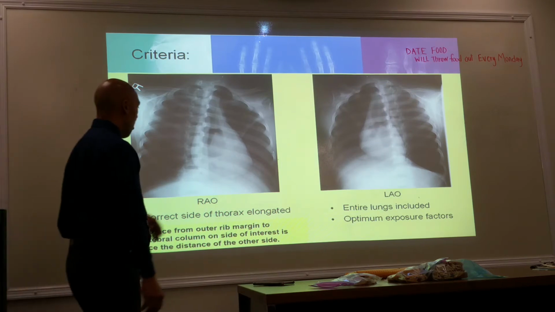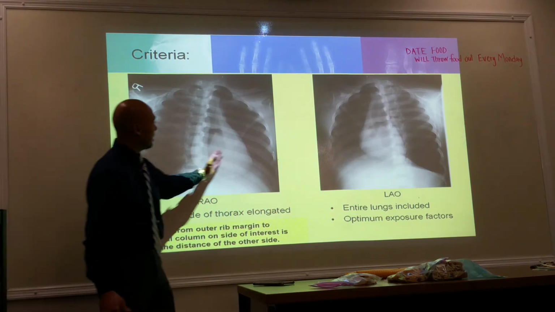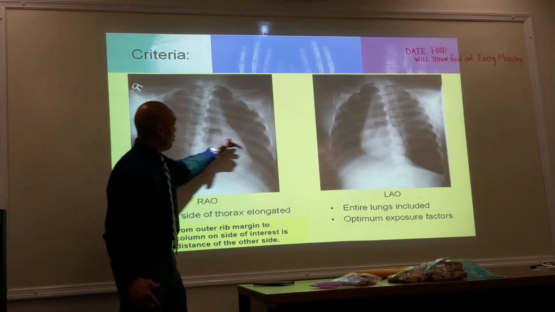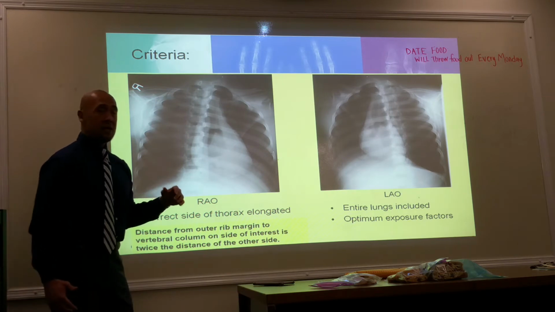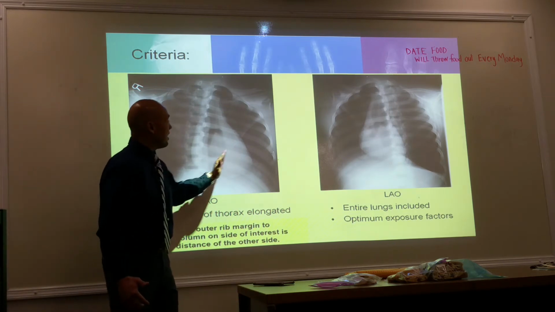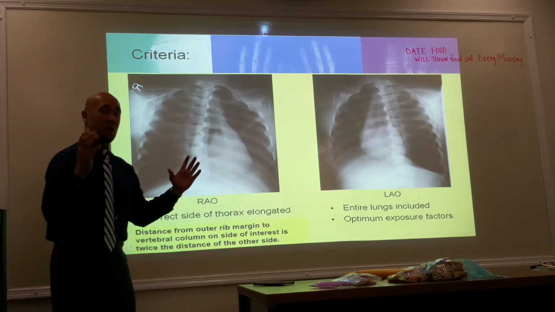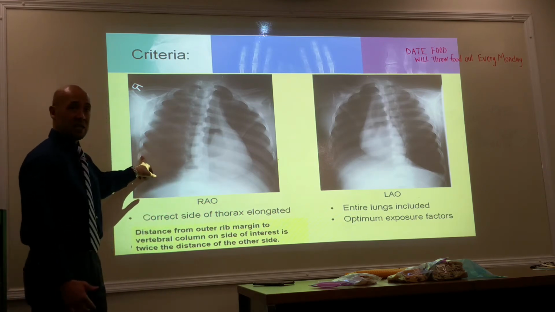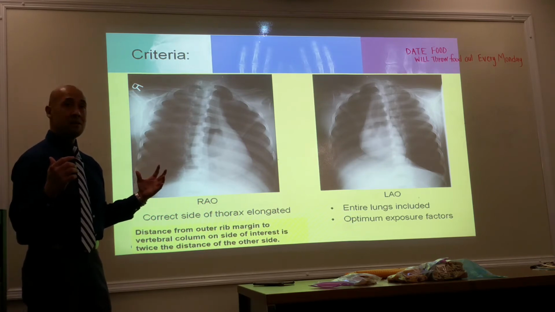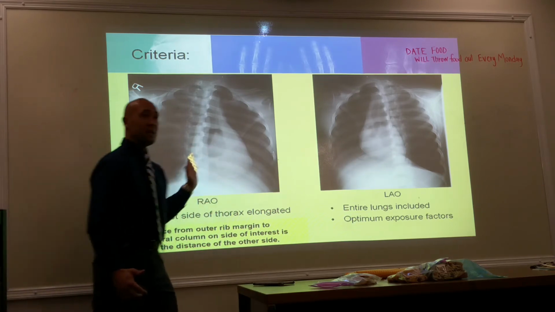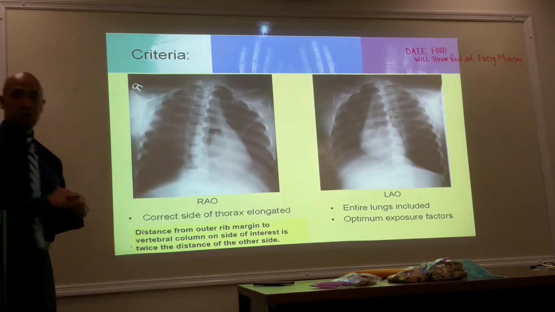So here we have an RAO. What are we looking at? The left side. So the left side is more open. The ribs are more elongated. The ribs on the side of interest are going to be twice as long as the side not of interest. It doubles in length. You guys see that? So the affected side doubles in length. But what we're also doing here is opening up the lungs in this projection.